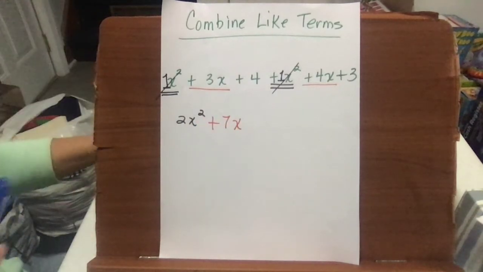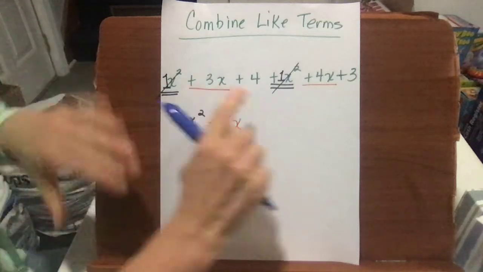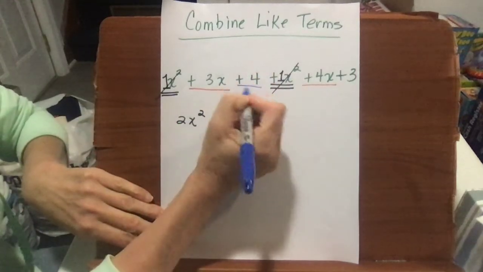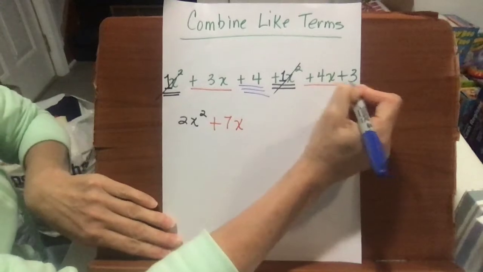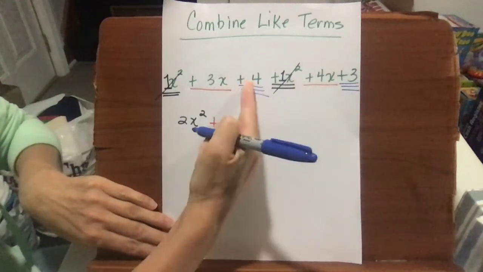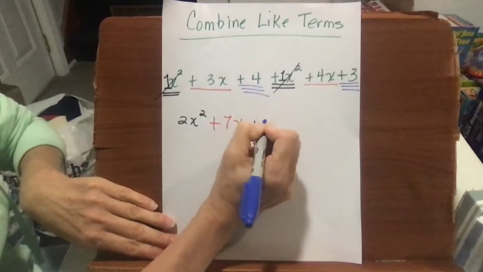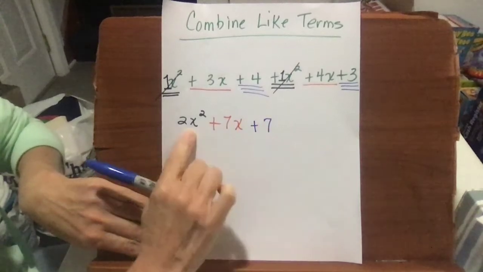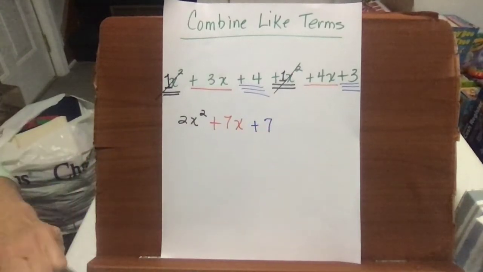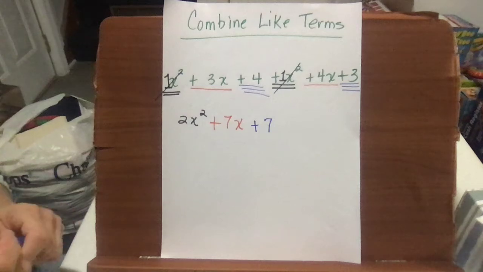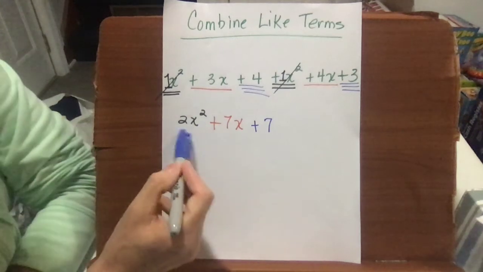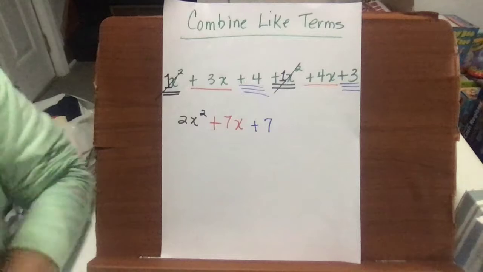And then lastly, we look at the numerical terms. Positive 4 plus 3, and so positive 4 plus 3 is 7. So it's positive 7. So when we put it in the expression, it becomes plus 7. So your final answer is 2x squared plus 7x plus 7.